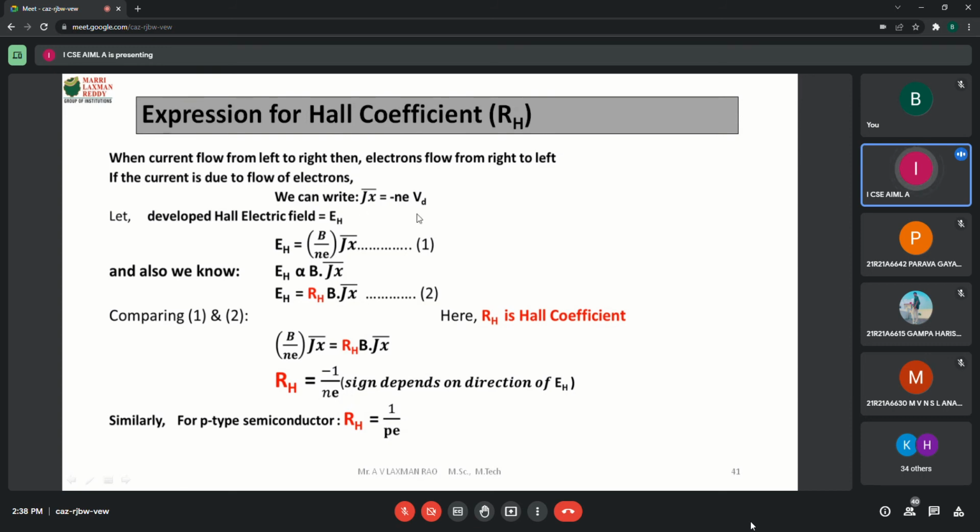Current density is equal to... and EH, the produced electric field, is directly proportional to B. The produced electric field is directly proportional to current density. So EH can be written as B into Jx.